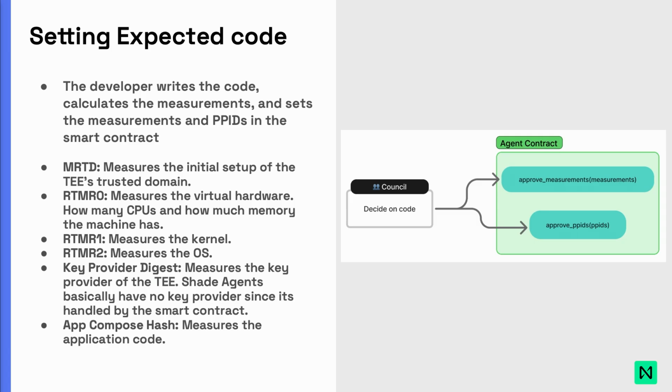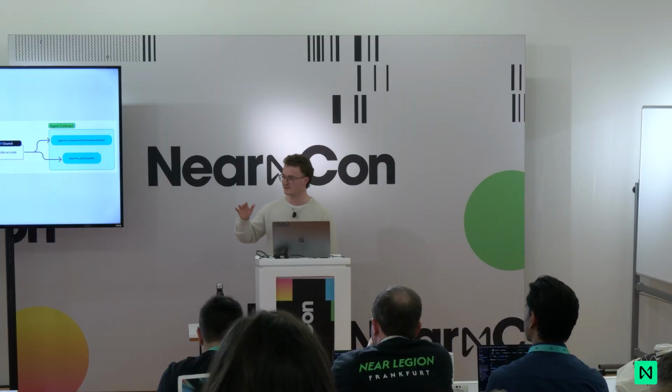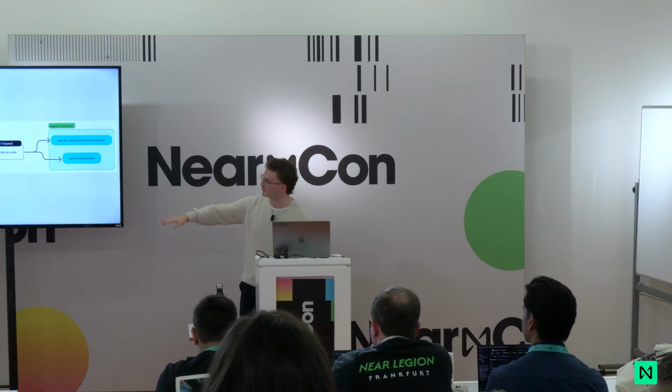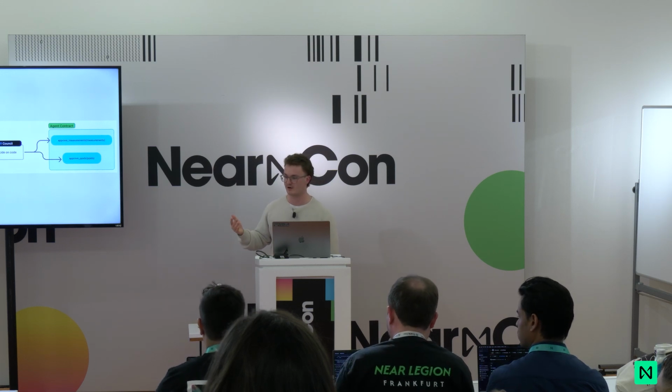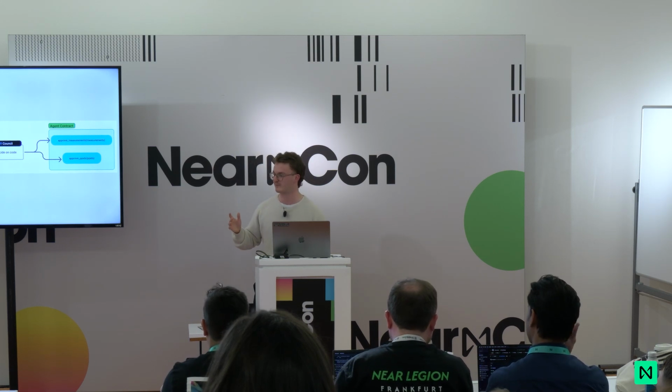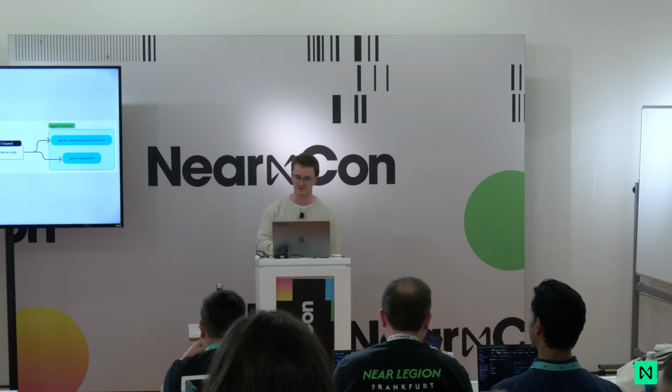However, since shade agents use on-chain signing, it basically has no key provider, but we need to make sure it has no key provider. That's why we measure that. And then the final one, the most important really, is this app compose hash, and this sets what actual code you're running in the TEE. So this is like your agent's code. And so you can see we're verifying not just the app, but all the way through to the operating system and the hardware. So when they've calculated the measurements, they'll go ahead and approve these in the smart contract.